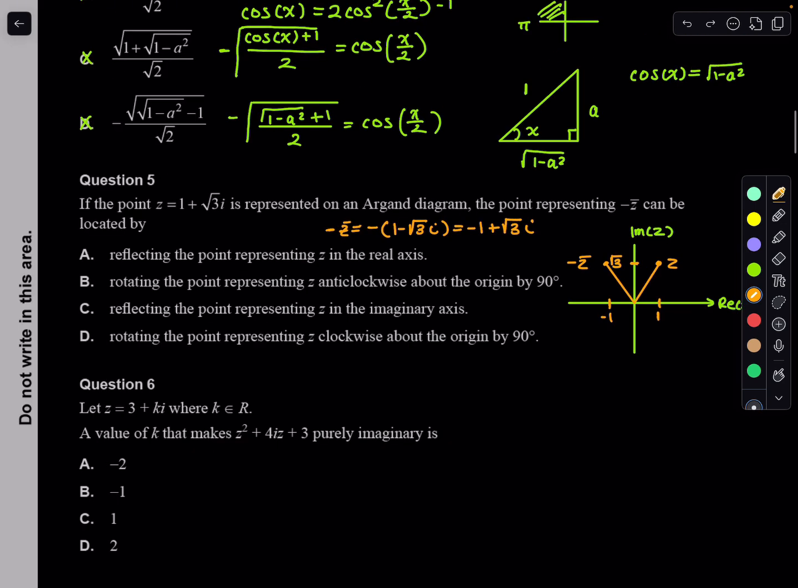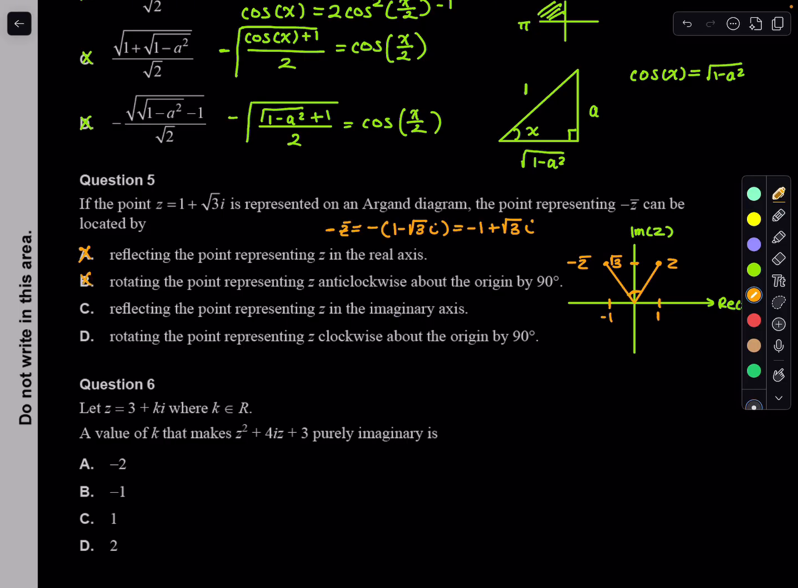So first one, reflecting the point representing z in the real axis: not true. Rotating the point representing z anti-clockwise about the origin 90 degrees: absolutely not. This is not 90 degrees here. You see, this is not 90 degrees. 90 degrees would be somewhere around there. But nope, that's not 90 degrees.